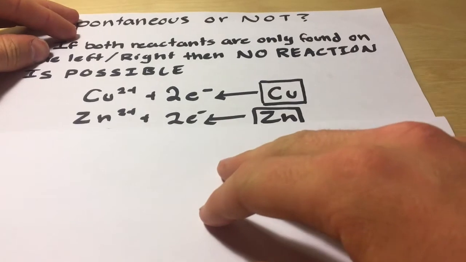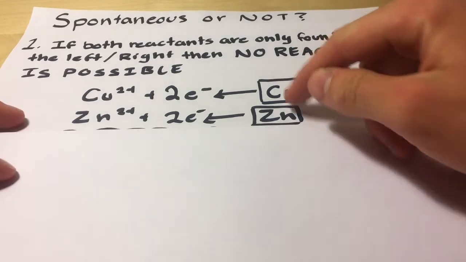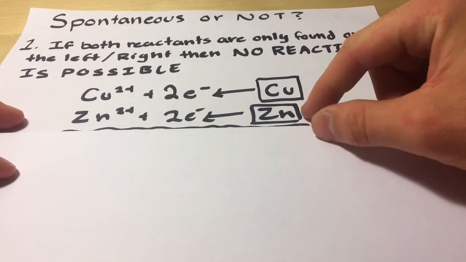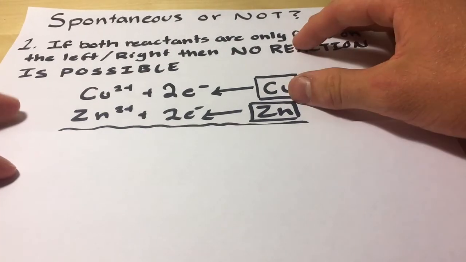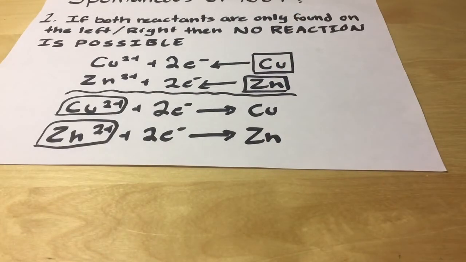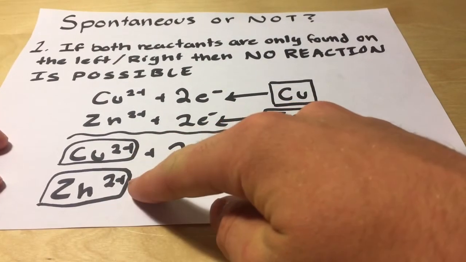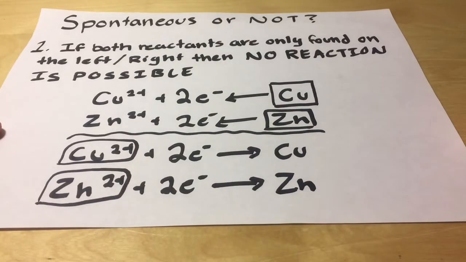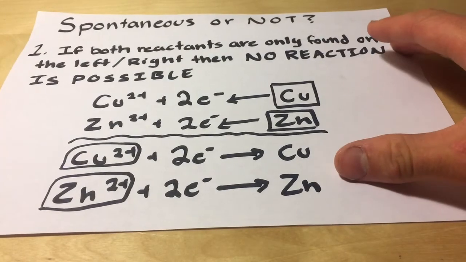So here is two oxidations where both the reactants, Cu and Zn, are on the right side. In this example here, no reaction is possible. And here is two reductions where Cu and Zn are both found on the left-hand side. That would mean that no reaction is possible.